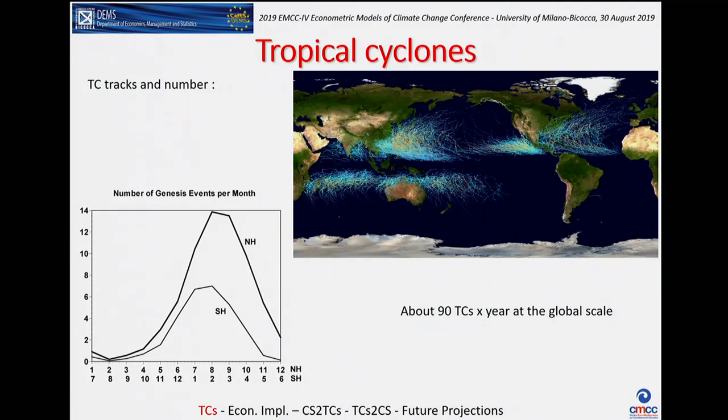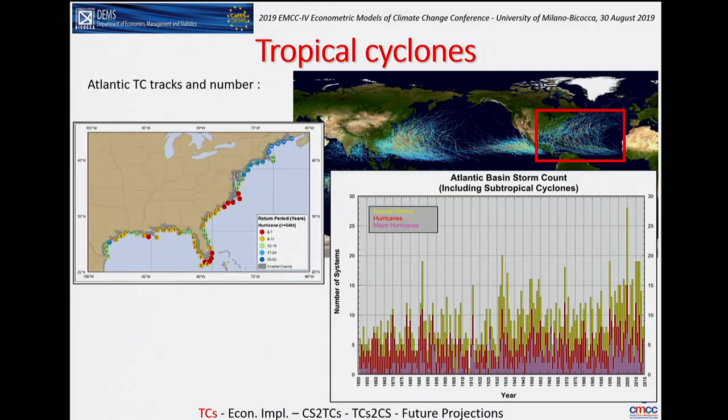The seasonality of the events in the two hemispheres is shown here. In the northern hemisphere, where we also have more tropical cyclones, the season starts in June and ends in November, December. In the southern hemisphere, on the other hand, you start the season in October and it ends in March, April. So if we focus for a second on the Atlantic basin, this basin here, and we take a look at the return period of the most intense tropical cyclone, you can see that the southern part is the most affected.